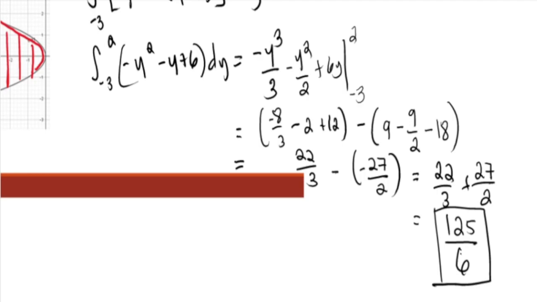And that is it for the area between curves. So to summarize, you have two methods. You can either use vertical strips or horizontal strips. Now, which method will be easier to use will actually depend on the graph of the curves.